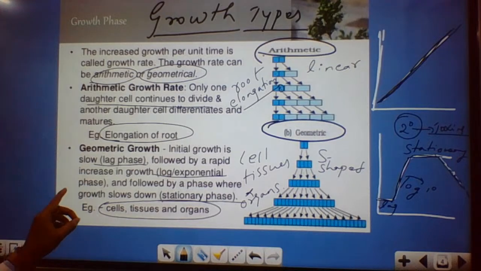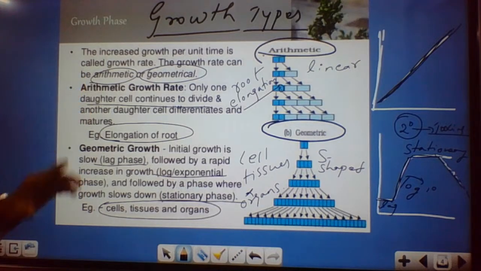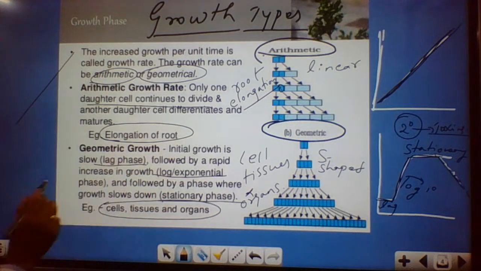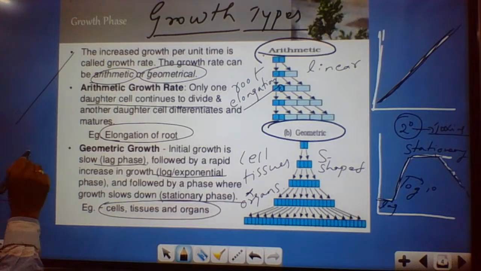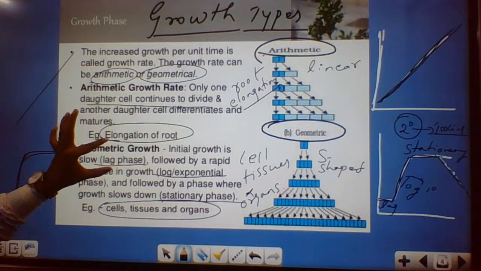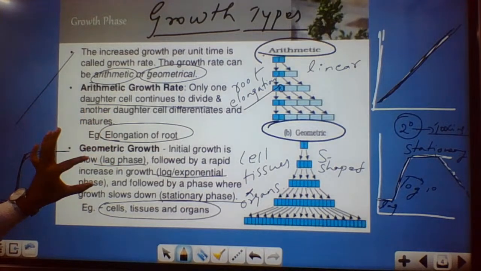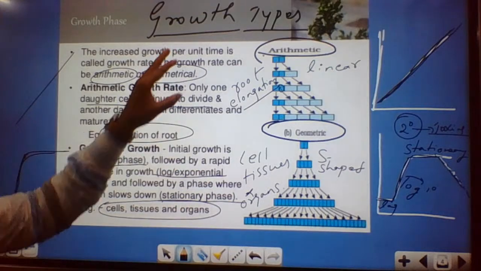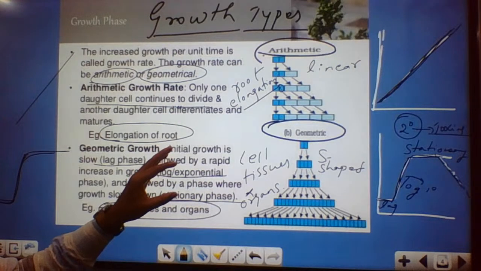But when you plot a graph for arithmetic growth, you get a linear type. But when you plot a graph for geometric, you get the sigmoid curve, with the lag phase, log phase, and stationary phase. So this type of shape you get in the case of the geometric curve. The arithmetic is seen in root elongation. Geometric growth is seen in the cells, tissues, and in organs. So these are the two types of growth that you could expect.